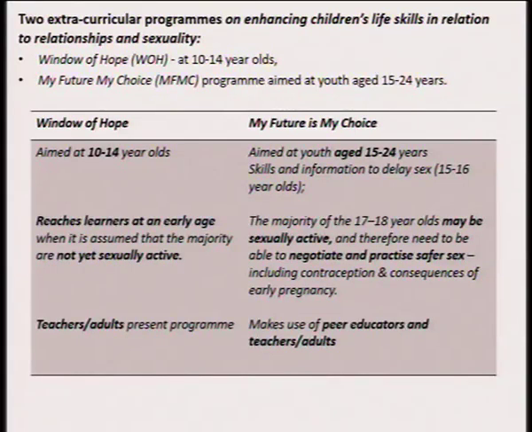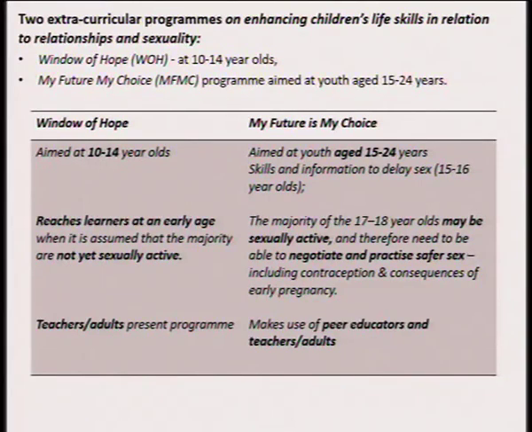I've drawn up a table to quickly show you the differences between these two programs. As we said, Window of Hope aims at learners from 10 to 14 years, while My Future is My Choice works with learners from 15 to 24 years of age. And there we particularly start looking at skills and the information needed to delay sexual activity.